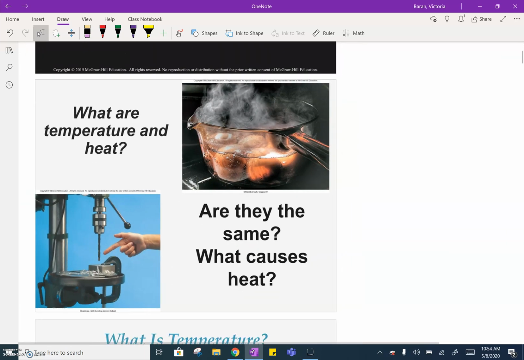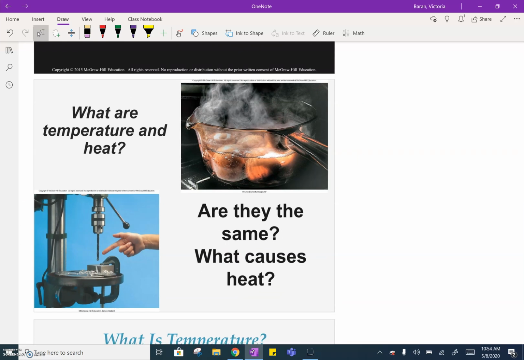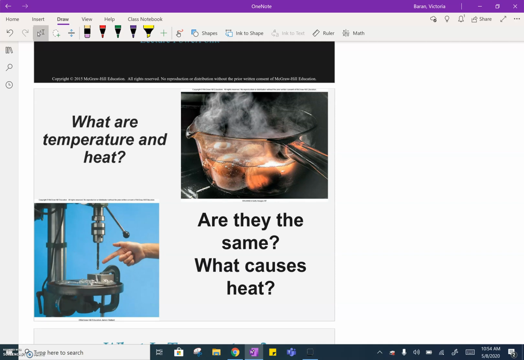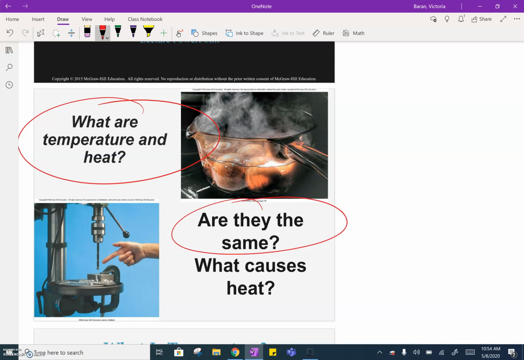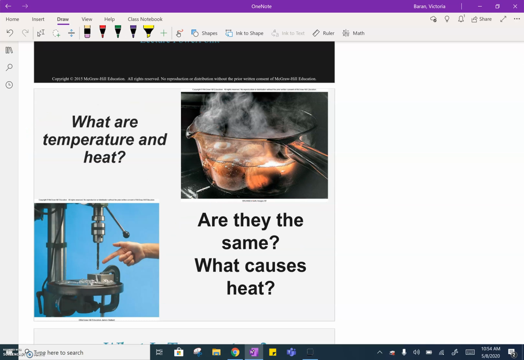So first thing, what is temperature and heat? Are they the same thing? And what causes heat? So in terms of temperature and heat, they are not the same thing, and I'll explain more of that on the next slide. But in general, what causes heat is molecules moving faster. So in order to make molecules move faster, you have to put energy into them.